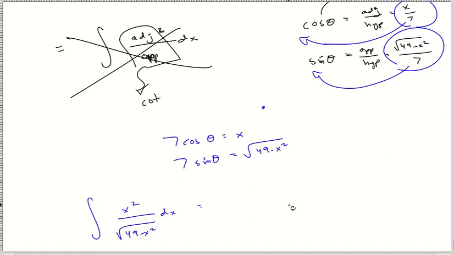Now, my original was this guy here, right? So I'm going to plug all that in. You ready? Here we go. I've got 7 cosine theta squared, x squared. And then my square root should just be a straight plug-it-in. Cosine theta, and then what? D theta? No.